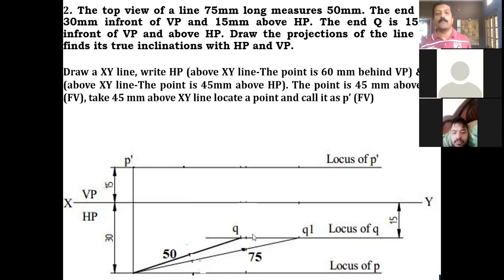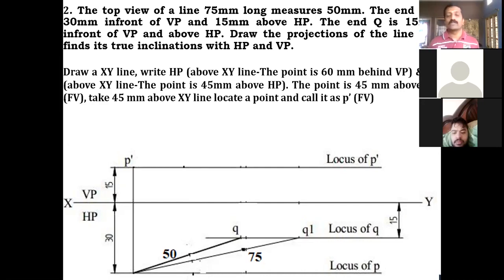This is the top view point Q. Now you join this P and Q with the thick line. So this completes your top view as well as the true length diagram in the top view. Till here, whatever data he has given, I have used it, and I came till here.